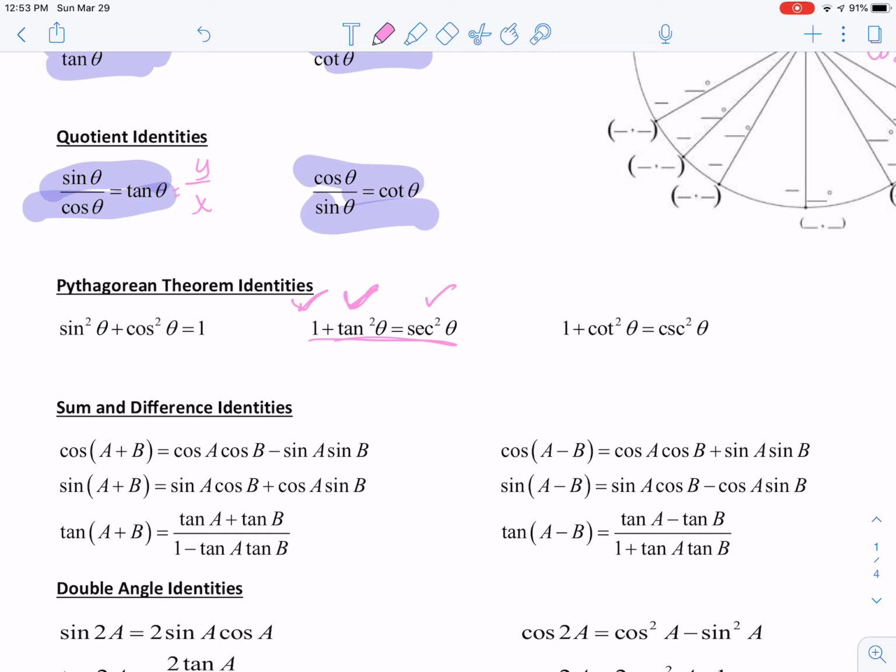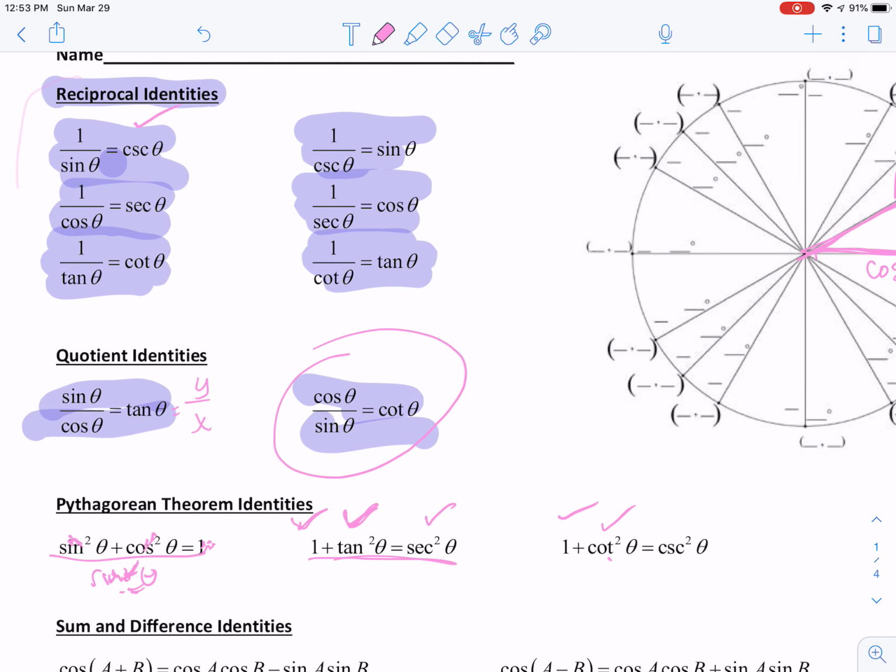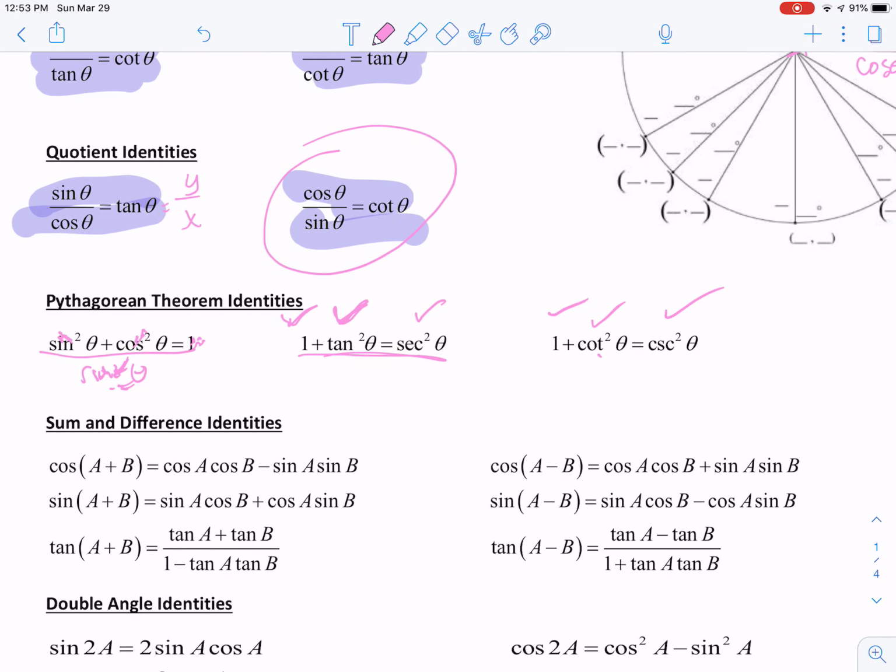Sine squared over sine squared, anything over itself is 1. Cosine over sine, we've got it right here, it's cotangent. Since these are squared, this is squared. 1 over sine, look right here, it's cosecant. So you get that one. So that's where those 3 come from.